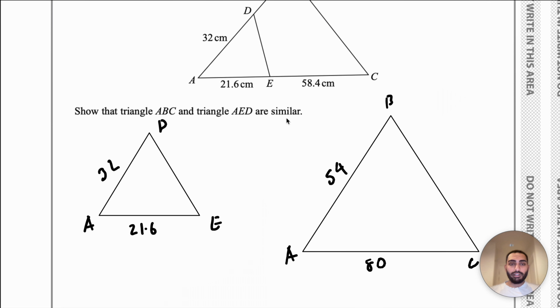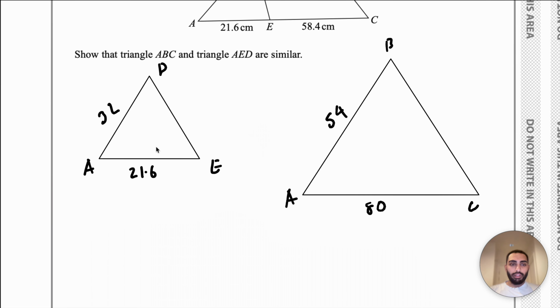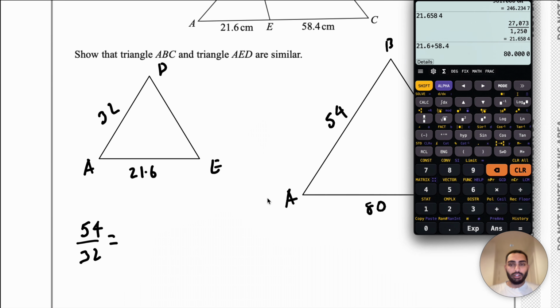So if two triangles are similar, that means everything in one triangle has been multiplied by the same value to get to the other triangle. It's just an enlargement of the first triangle. So let's first think, if I've got 32 times by something to get to 54, what would that number be? So I'm going to do 54 divided by 32, which, let's see what that gives me. 54 over 32, which is 1.6875.